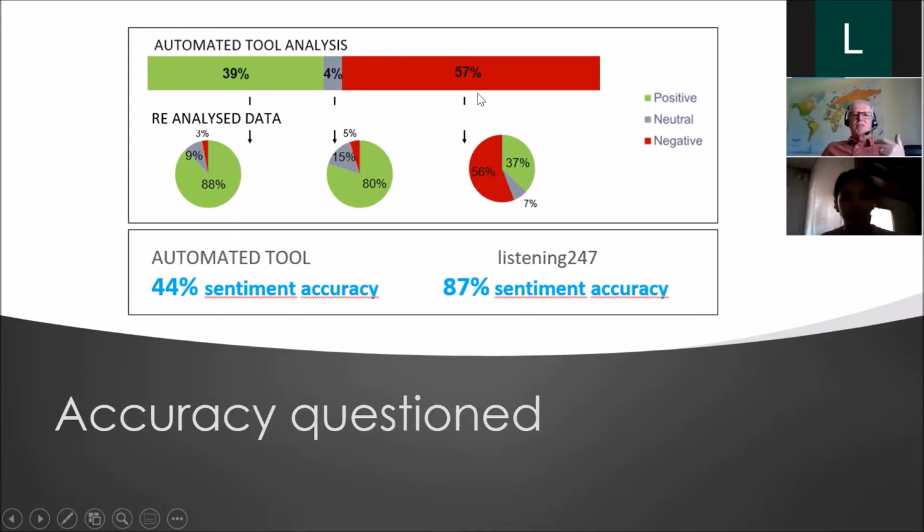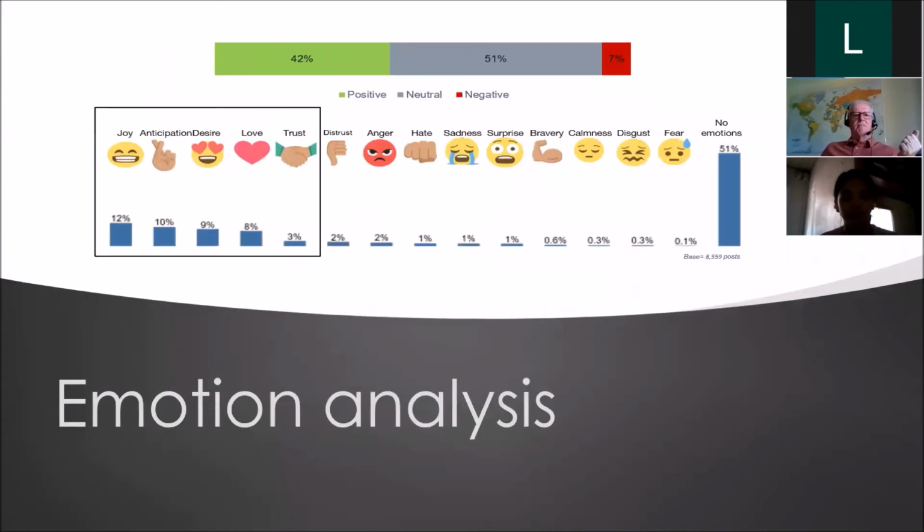But this was perhaps the scariest thing. Of the 57% they came up with as negative, 37% were in fact positive, 7% were neutral, and only just over half of that 57% were actually negative posts. So this automated tool produced 44% accuracy. On that particular project, we produced 87% accuracy. So there's a real difference when you do this depth of analysis.